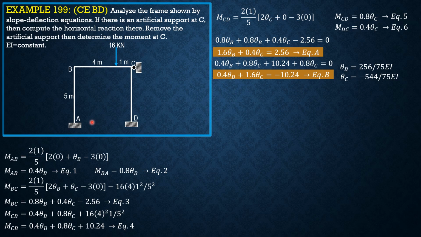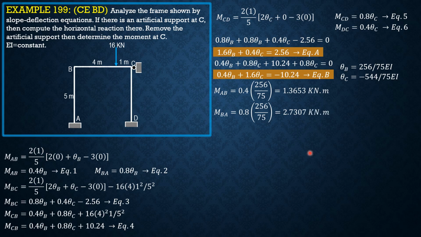From here, we can compute MAB and MBA, MDC and MCD, necessary in computing for the horizontal reactions at A and D to determine the reaction at the artificial support. MAB is 0.4 of theta B, so 1.3653 kilonewton meter. MBA is 0.8 theta B, or 2 times this moment. So we have 2.7307 kilonewton meter.